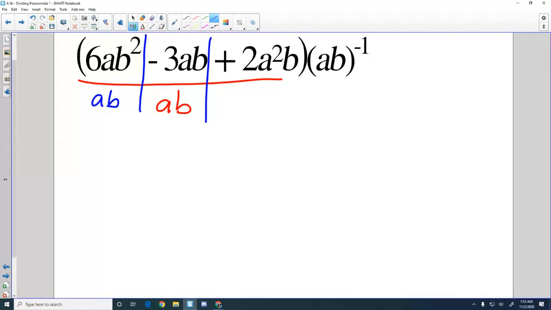Just remember, I'm just going to divide each of those terms in the numerator by AB. And you're really just simplifying. So this first term, the 6 is still there because there's no coefficient. A divided by A would cancel out. And then B squared divided by B is just B. It's a weird looking B.